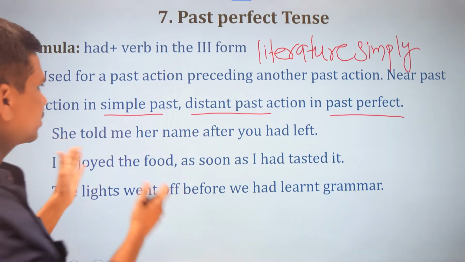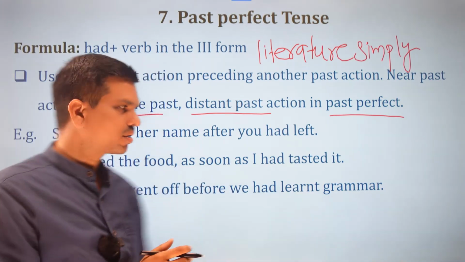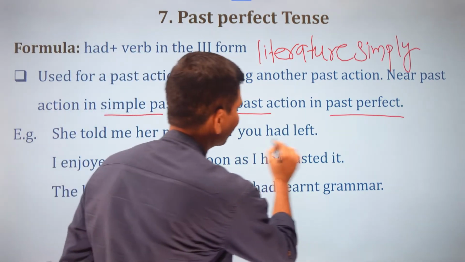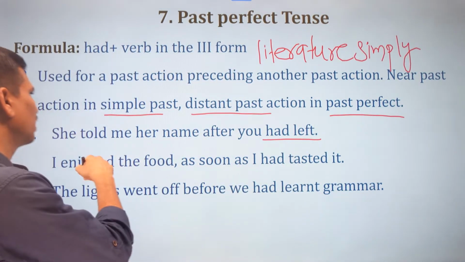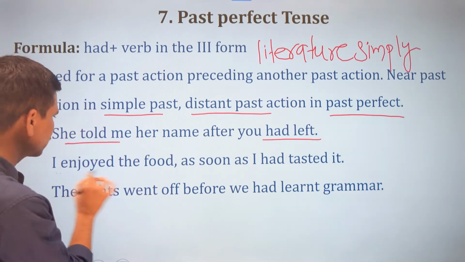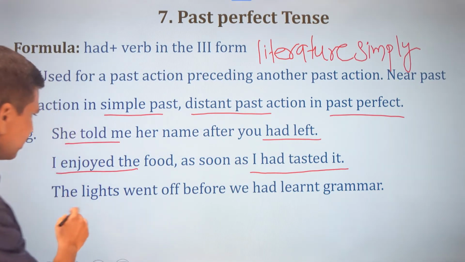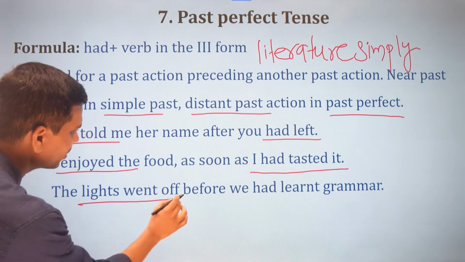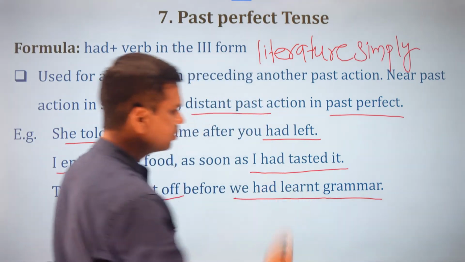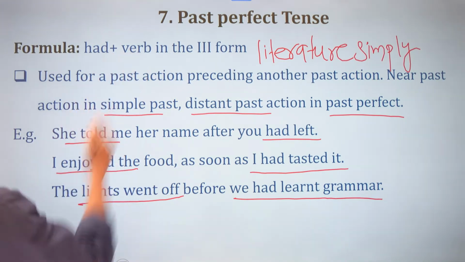Now here let's understand the event that happened in the recent past and the event that happened in the distant past. First, she told me her name after you had left. So you had left is in the distant past, and then here we use the simple past. I enjoyed the food, it's simple past. As soon as I had tasted it, it is distant past. The lights went off, again went off, simple past. Before we had learnt grammar, this is distant past. So this is the use of past perfect tense.